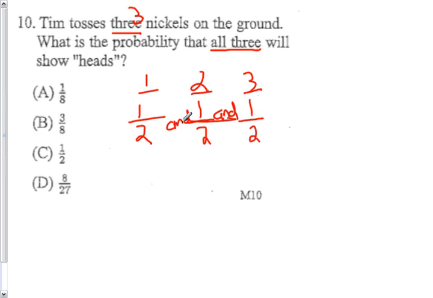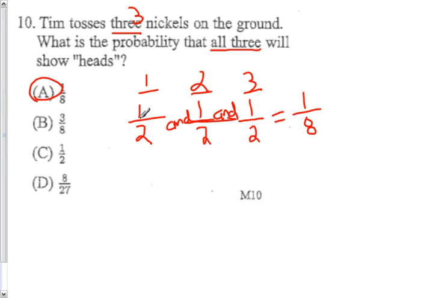When we have and, we're going to multiply. And so when we multiply fractions, if you remember, we multiply straight across the top, straight across the bottom. So 1 times 1 times 1 is going to be 1, and 2 times 2 times 2 is going to be 8. So 1 out of 8 would be our choice. 1 out of 2, of course, is a distractor to make you think of just throwing one of them on the ground.